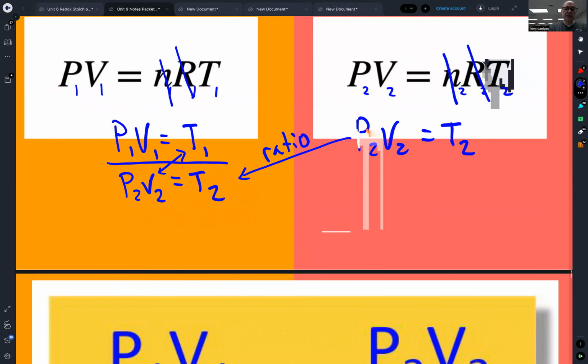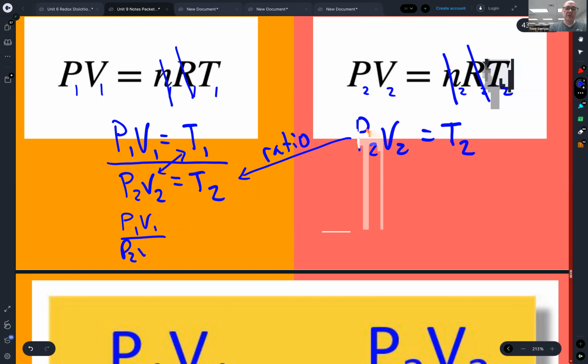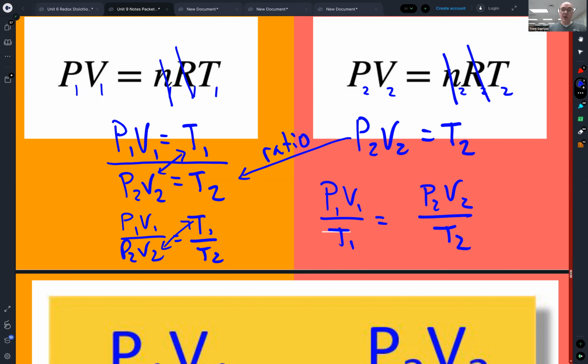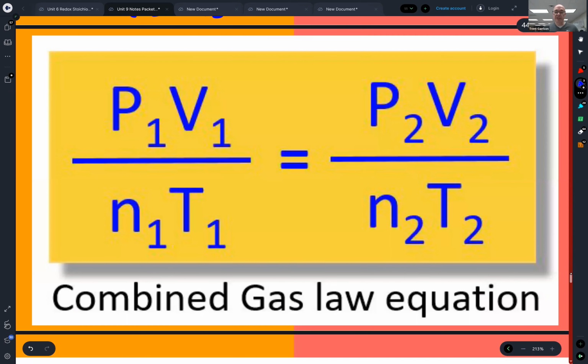So what I can actually do is have P1 V1 over P2 V2 equal to T1 over T2. I just rewrote it. I'm going to cross multiply and switch those two positions. So I end up with my final equation, P1 V1 over T1 equals P2 V2 over T2. Now I have my initial conditions versus what happens with my final conditions. And that's what this combined gas law equation is all about.